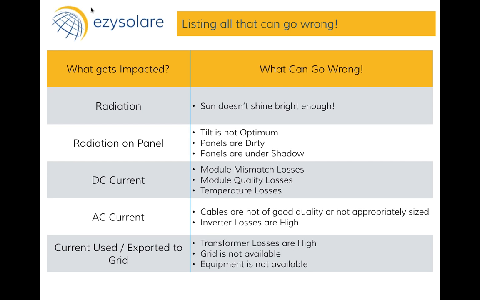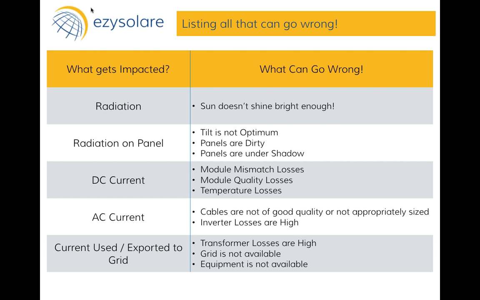Coming to the next point, the DC current. You might have module mismatch losses, which means that you have connected two wrong modules in a single row, because of which the performance of adjoining modules is also getting damaged. Right? So the module mismatch losses, we call them. Second is module quality loss. The modules are degrading faster than you had expected them to. So there's a quality problem in the modules, because of which the DC current is getting impacted.